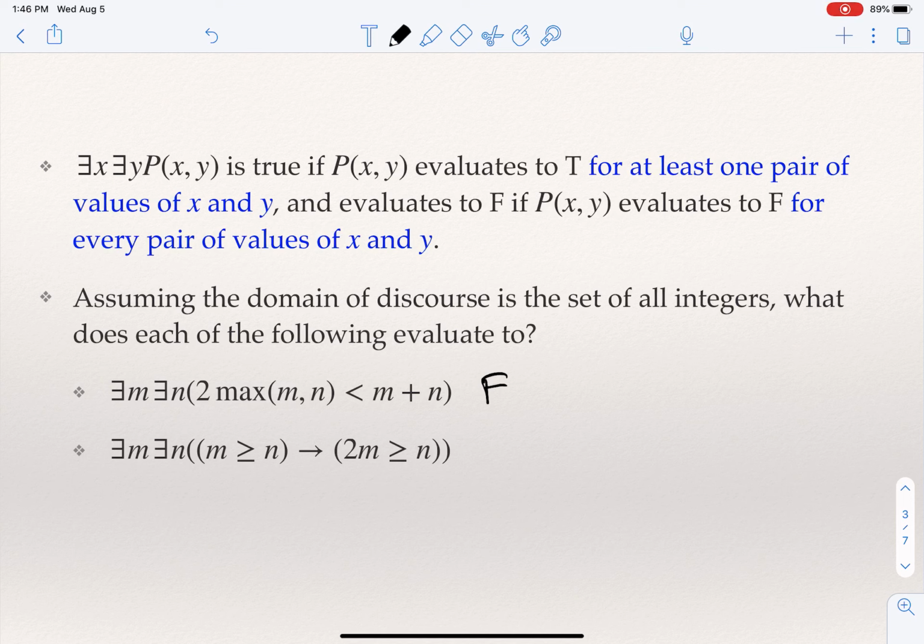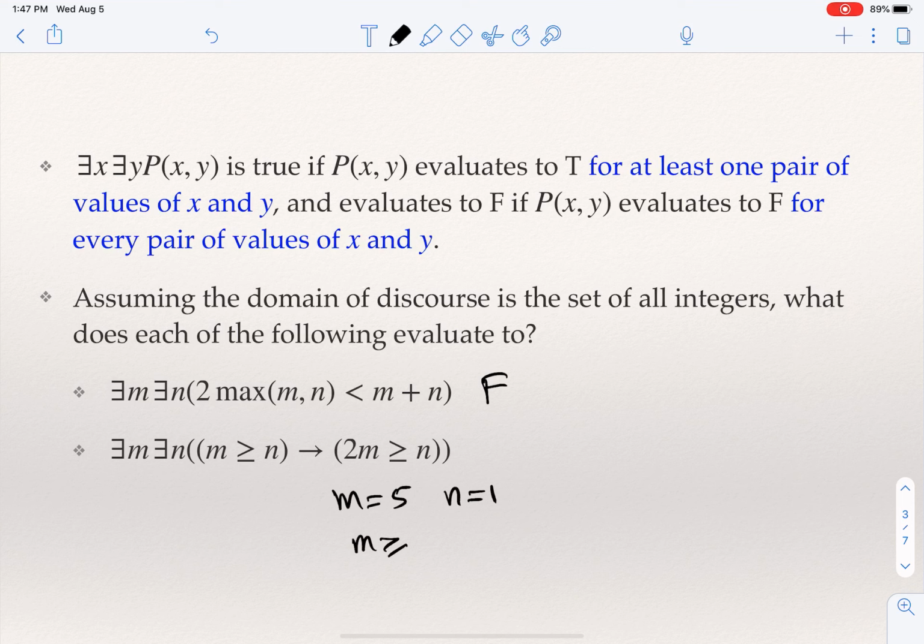The second one is there exists an n such that if m is greater than or equal to n, then 2m is greater than or equal to n. This statement is true, unlike on the previous slide where it was universally quantified. Now it's existentially quantified. So we are saying, can you find two integers m and n such that m is greater than or equal to n, and 2m is greater than or equal to n? The answer is yes. Take m to be 5 and n to be 1.